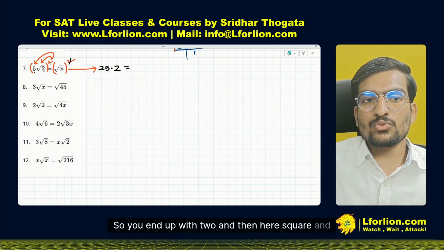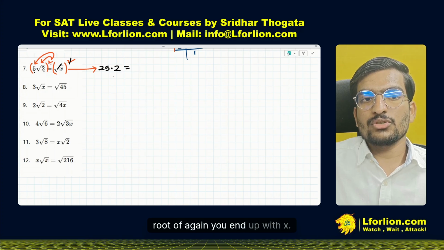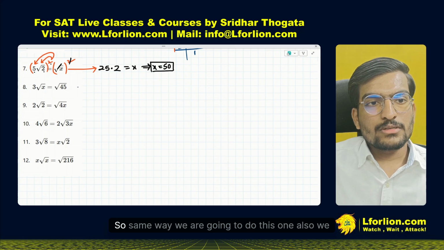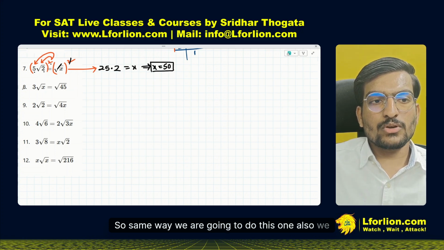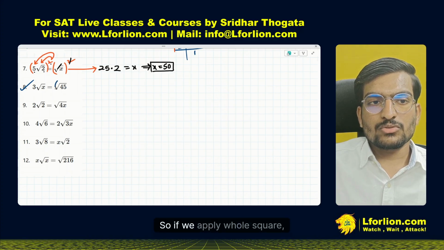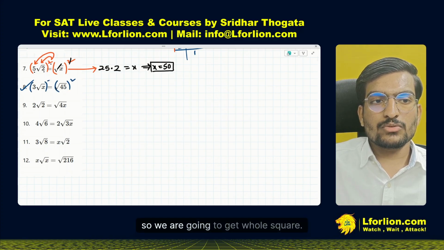And then here, square and root off again, you end up with x. So finally your x value is 50. Same way we are going to do this one also. We just have to apply whole square to it, and then we get it. So if we apply whole square, we are going to get whole square.